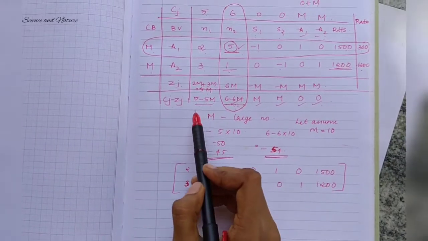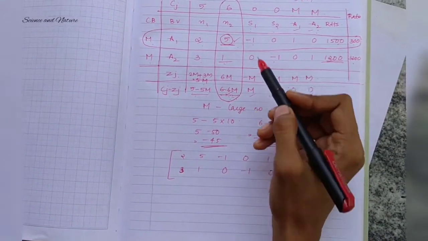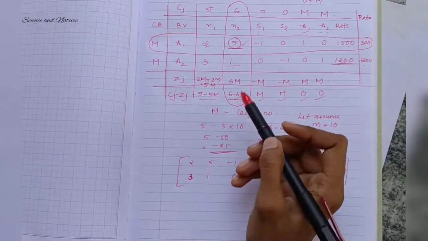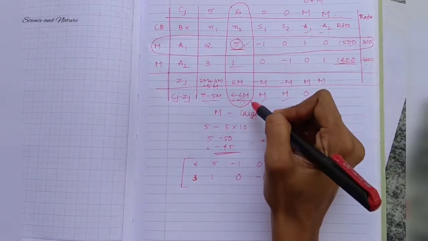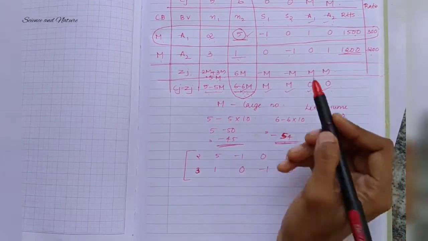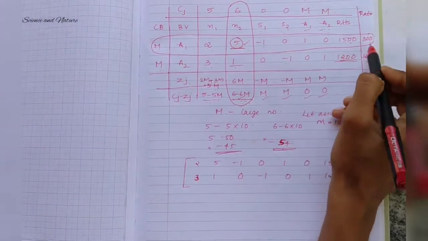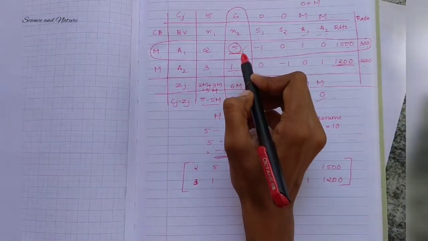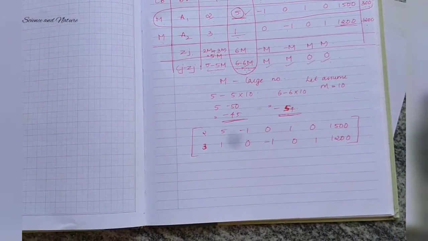Sorry, there is a mistake. In the Cj minus Zj, we will take the least number as the key column. That is minus 54 as the key column and the least ratio as the key row. That is 300. Then we will get the key element as 5. Then we need to do the matrix operation.